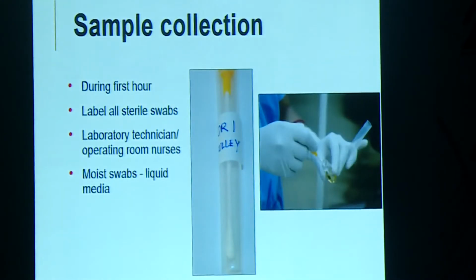The sample collection: you have done your fumigation overnight, you have kept the OT closed. So next day, early morning, before you start your theater, you need to go in the first hour, open the door, and then you start all the surveillance process, sample collection. You need to label all the sterile swabs that you take. And this sample collection can be taken by the OT technician or OT nurse. It's a simple process. Or if you have an in-house micro lab, then your lab technician can do it.